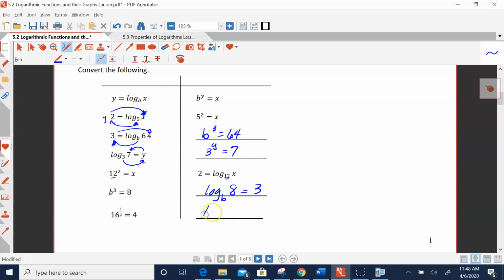Let's change this one to the log form. So I'll have log base what? Well, 16 is my base. These are all bases. When it has an exponent on it, that's your base. So it'll be log base 16 of what value? The 4 equal to 1/2. So this we want to practice on. Got to be able to convert one form to the other.